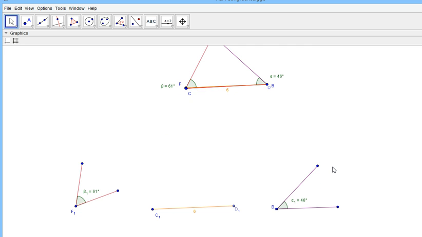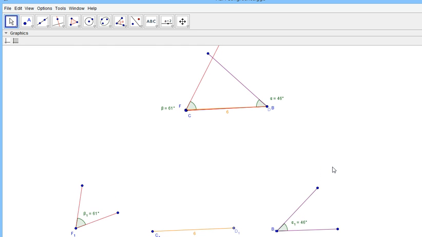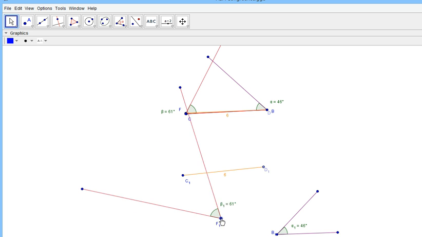So let me try to see if I can do that. Now I'm going to see if I can get everything on here at one time. I think I can do that. So here's another point here. Now remember, again, this is 6 units long. I can't change the length of this side, and I can't change the measure of these two angles. So let's see if I can make a different triangle.